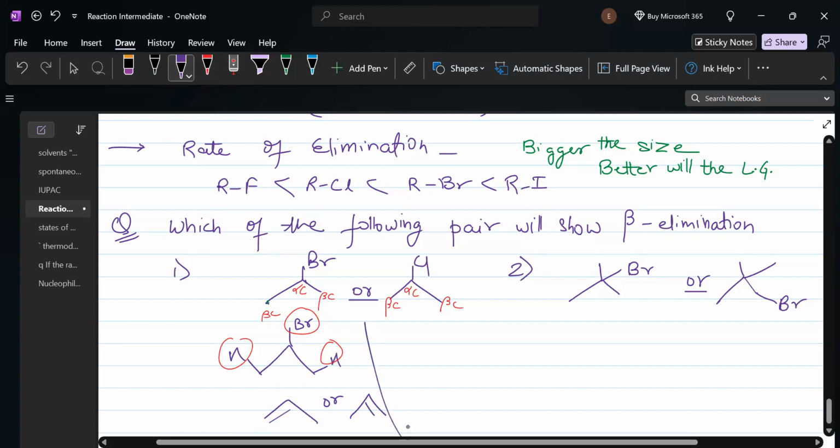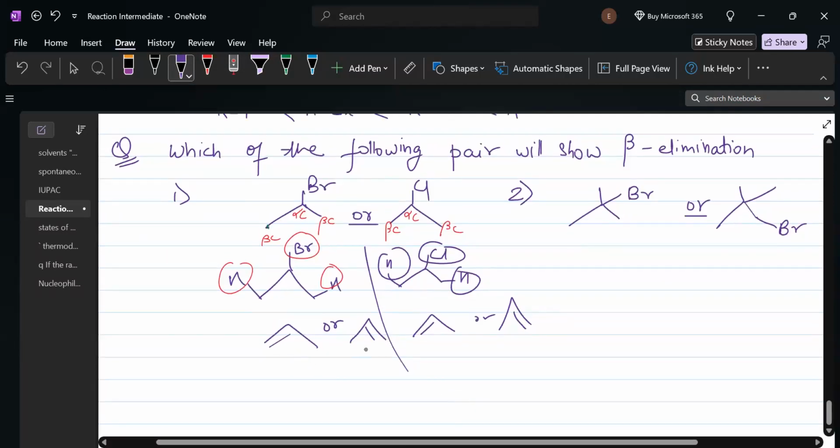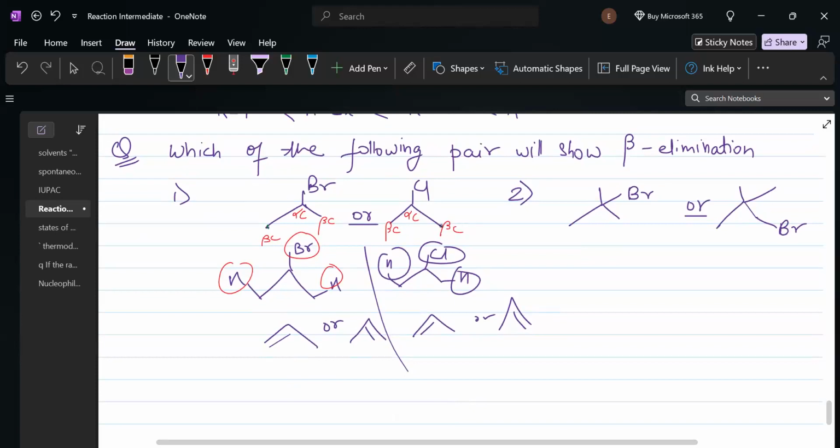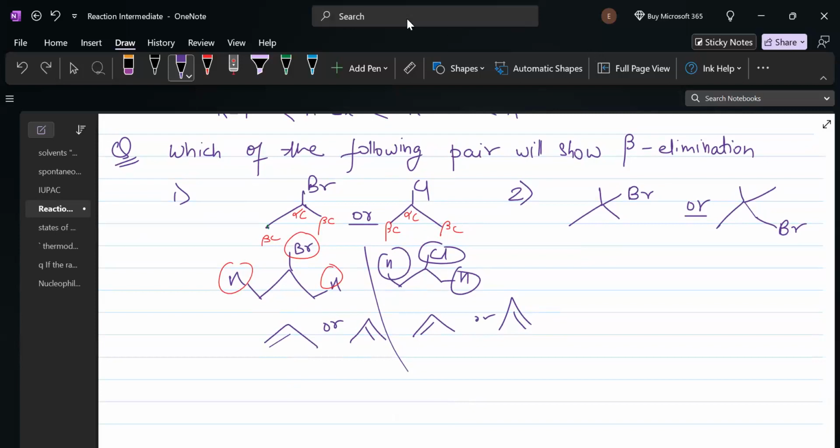Are we good here, Khadija? Yes, sir. In a similar way here also the chlorine will go out and this hydrogen will go out, either this hydrogen. So finally we will get this or this, right? So finally we will get only one product, and both pairs will show beta elimination. But which one will be faster? The one with bromine. The bromine will be the faster one. Khadija, is it okay for you? Yes, sir. Okay, wait for a minute.